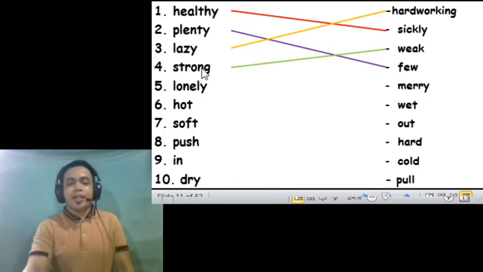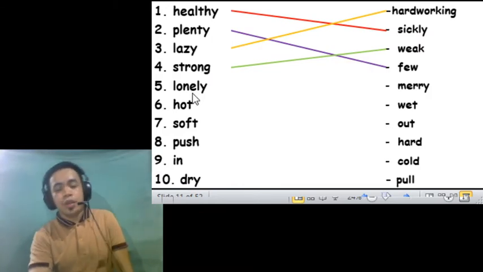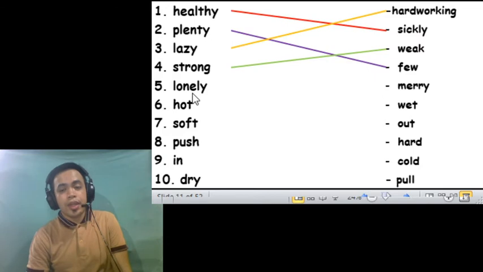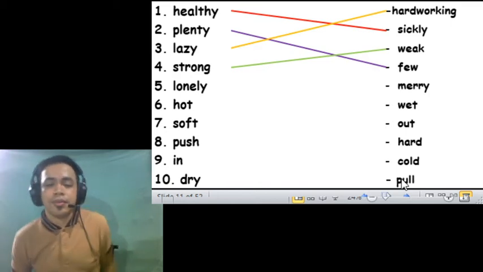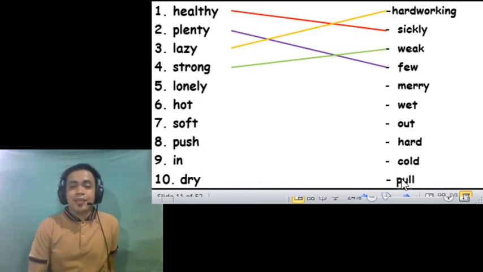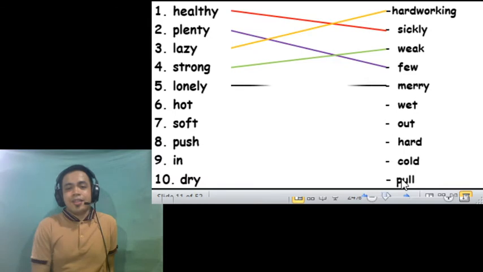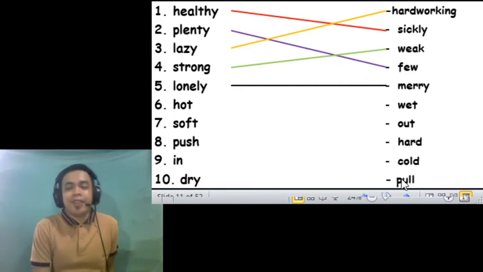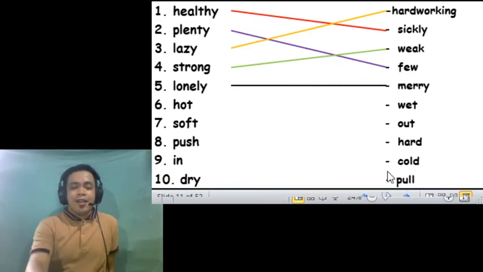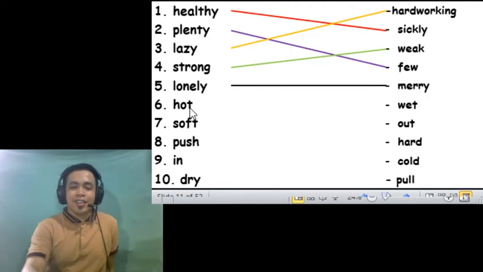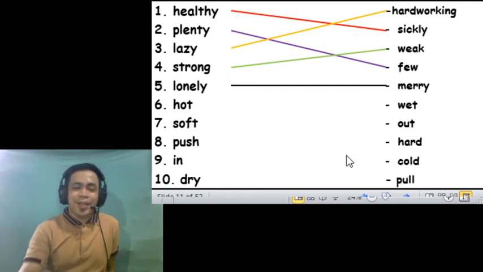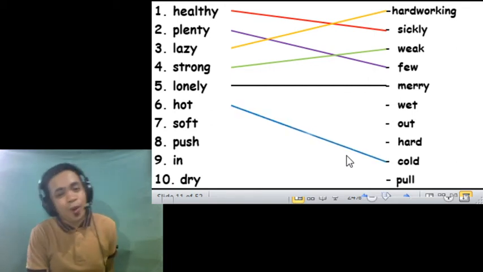Next. The word is lonely. Lonely, malungkot. Now, what is the opposite of lonely? Merry, wet, out, hard, cold, pool. Now, this one is easy. The answer is merry. Okay, masaya. Okay. Next is hot. Oh, you know this one. What is the opposite of hot? Wet, out, hard, cold, or pool? Okay, correct. The answer is cold.